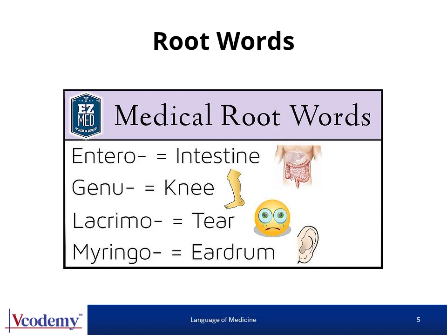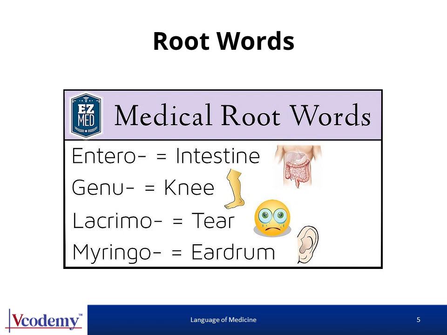Lacrimo refers to tear. Myringo is eardrum. That is a medical term, root word for eardrum. Myringotomy, tympanotomy, both the terms mean cutting into the eardrum. Colon, col slash o. Okay, that is colitis, inflammation of the large intestine, colitis.